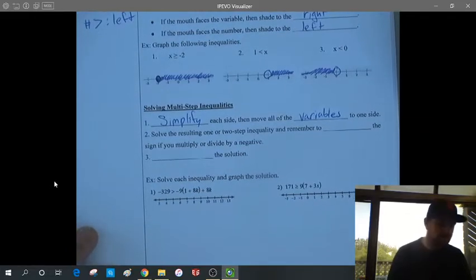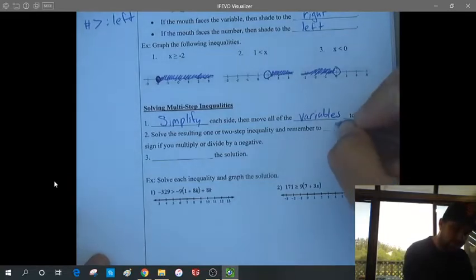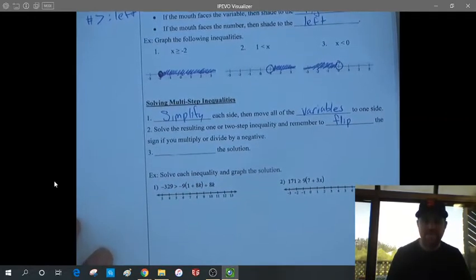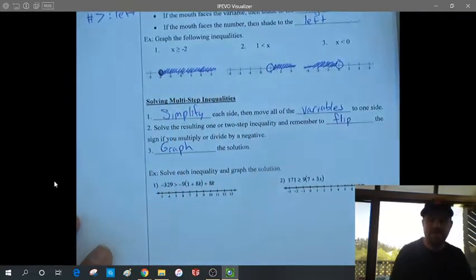Then we solve the resulting one or two step inequality, and remember to flip the sign if you multiply or divide by a negative. So anytime that we make an inverse operation that has us multiplying or dividing both sides by a negative number, we have to flip the sign, so have it face the opposite direction. And then lastly, when it comes to an inequality, we always graph the solution.